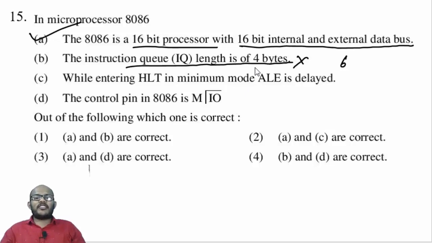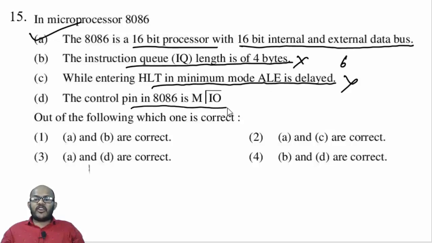And the queue operates in first in first out fashion. While entering into max mode, in the case of minimum mode, address latch enable is delayed. Now, this address latch enable is used to multiplex the data bus as well as address bus. The control pin in the case of 8086 is M/IO. Yes, if M/IO equals 0, then you are going to make use of IO. If it is 1, then you are going to make use of memory. So A and D statements are correct, nothing but option 3 is going to follow.